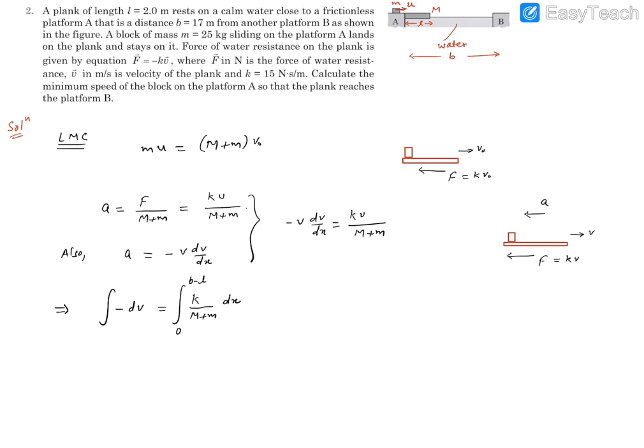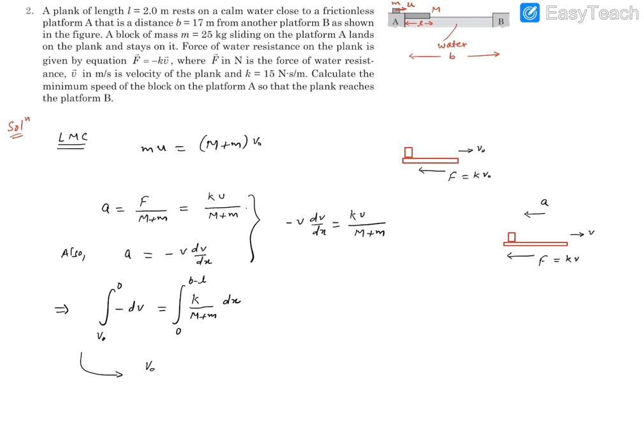What is the initial velocity? V naught. What should be the final velocity? It should become 0, because we are interested in finding the minimum speed. So u will be minimum when v naught is minimum. V naught will be minimum when it just reaches point B. That means after reaching point B, its velocity should vanish, so its final velocity will become 0. This is how we can apply the limit conditions. If you're getting it, we will get our answer.